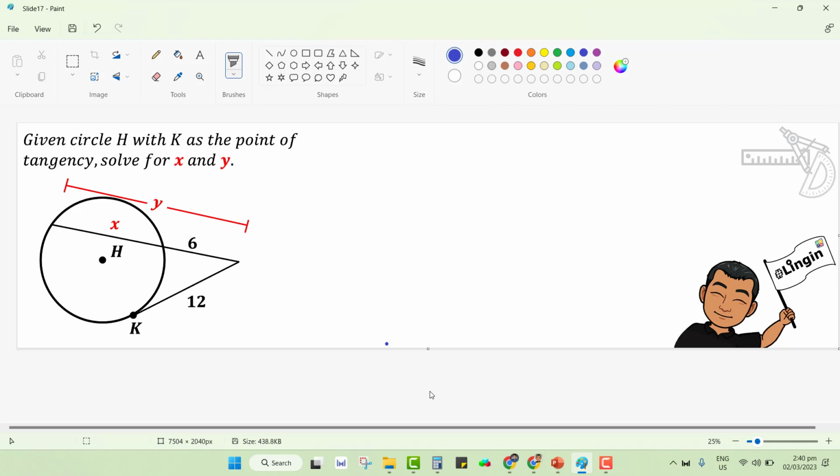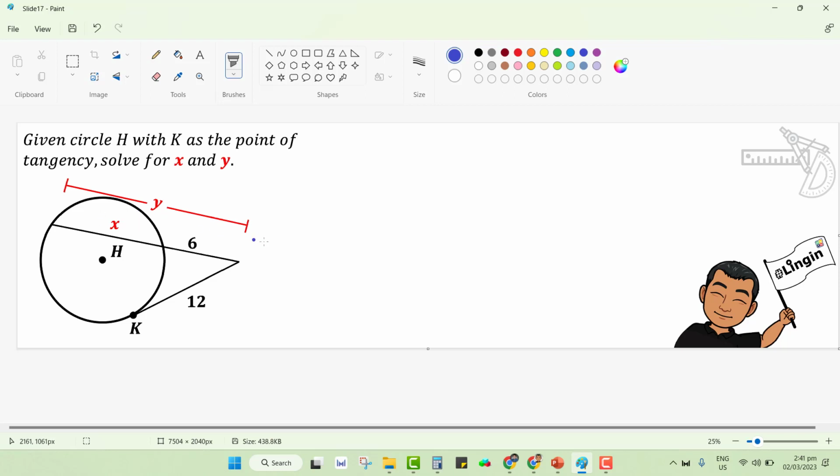In this given circle H, we are going to solve x and y, which represent measurements of segments. X represents this segment or this chord from this point to that point, which is also part of the second segment here. And that mentioned second segment is the entire value of y. So we can use the value of x to solve for the value of y later once we solve it.